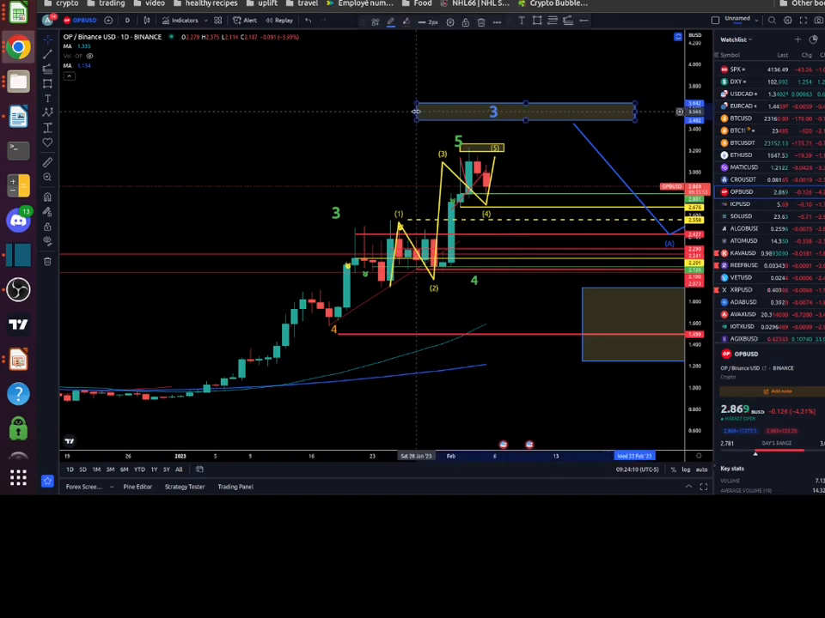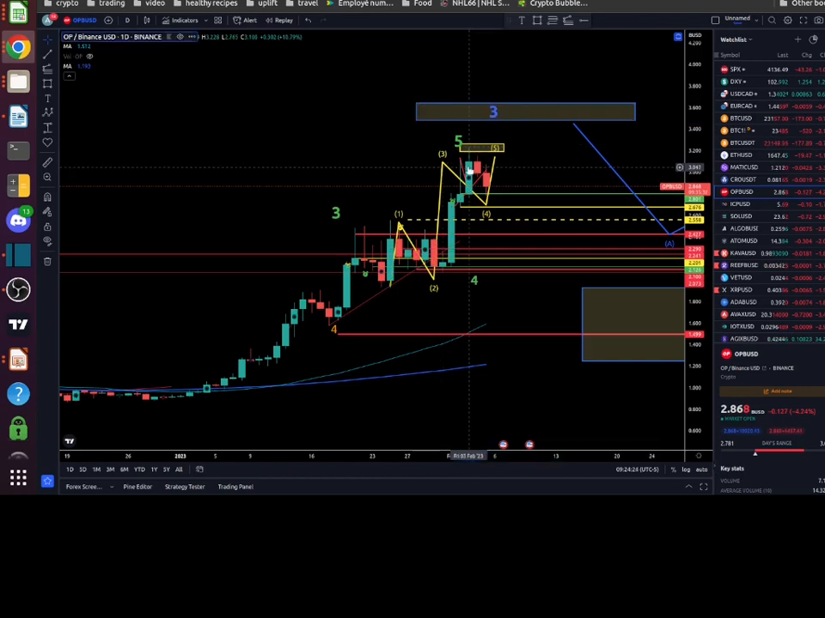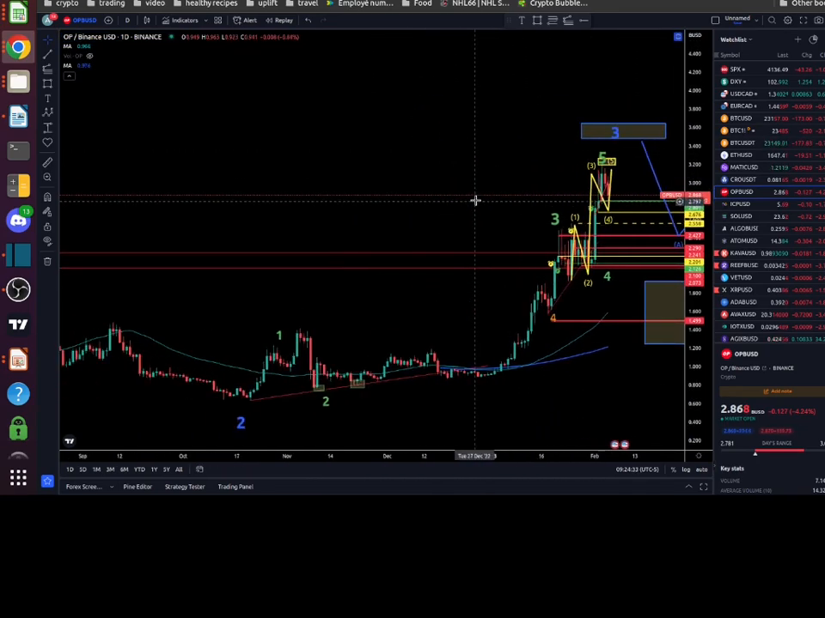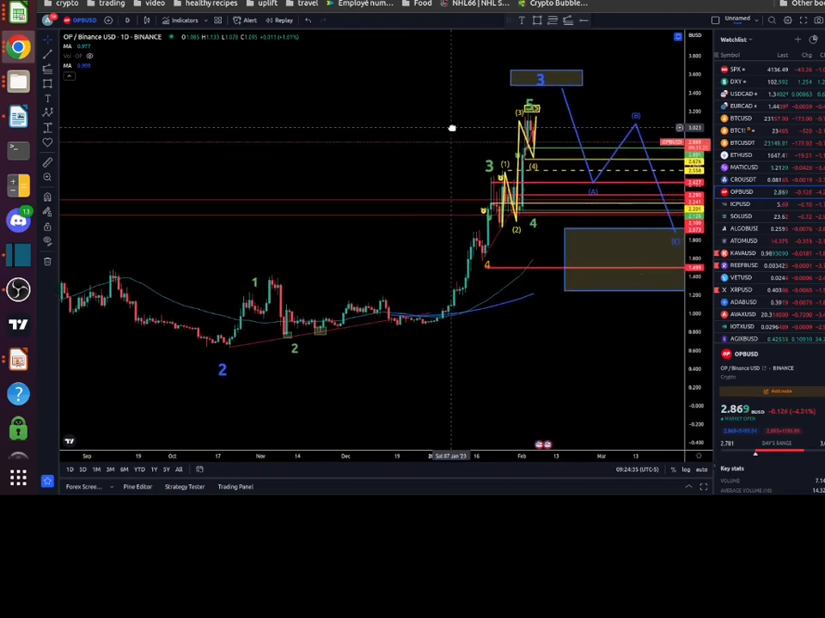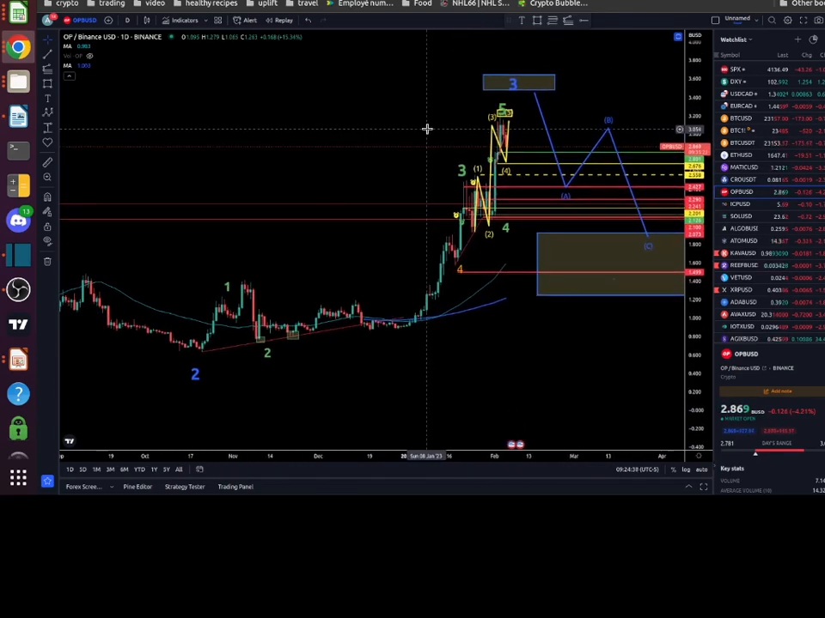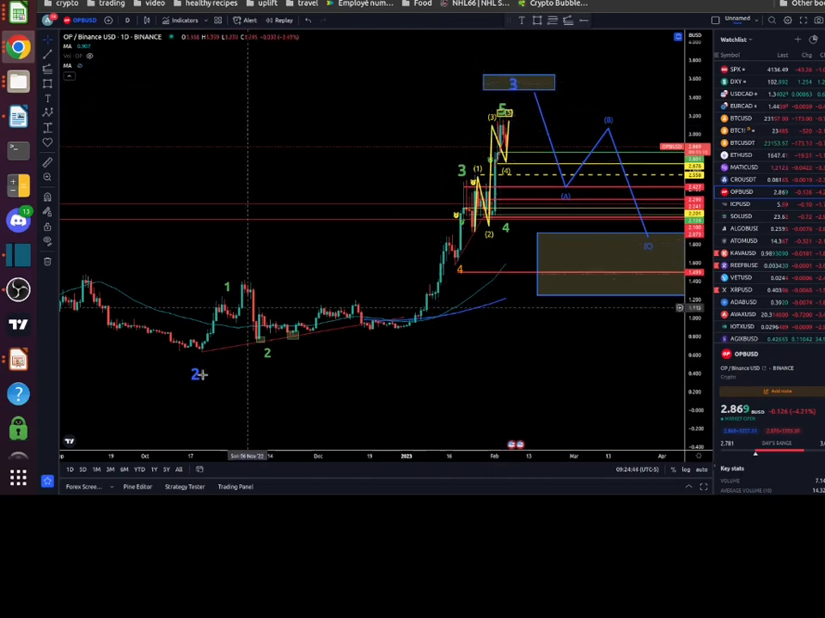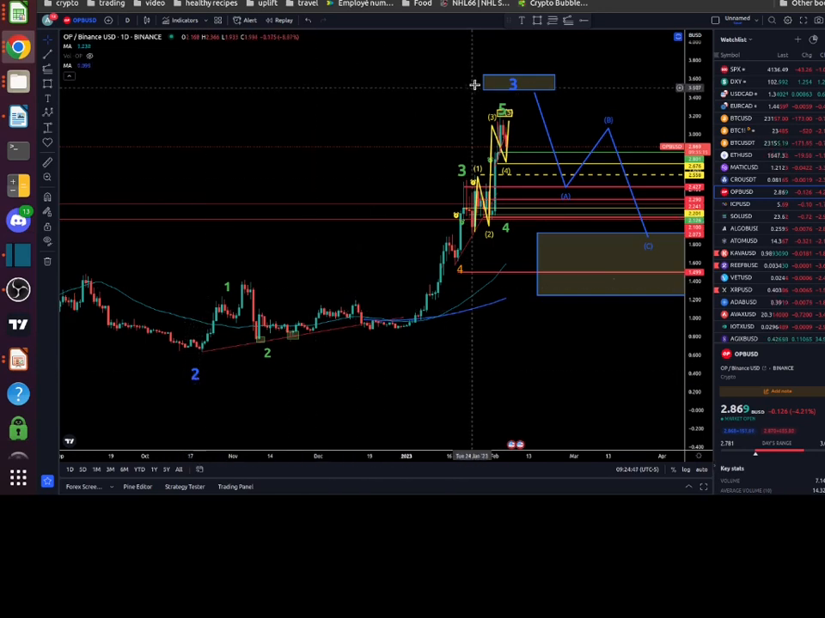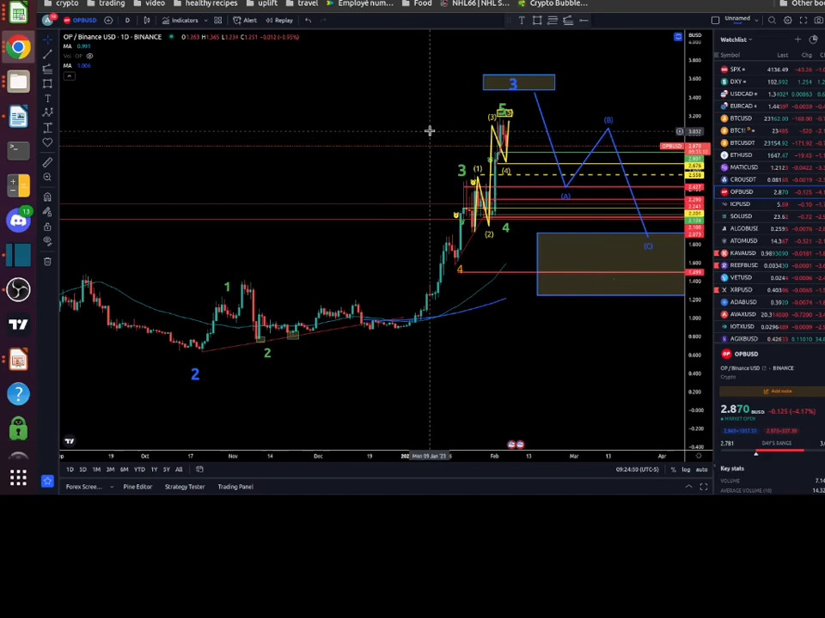And then the ideal extension for the wave 3, in blue, would have been 348 to 364. We didn't do that. We stopped at 320 something, 322. Still not that bad. And so maybe now we need to see if this was actually a wave 3 or this was just a 1 and it's going to retrace much lower now.